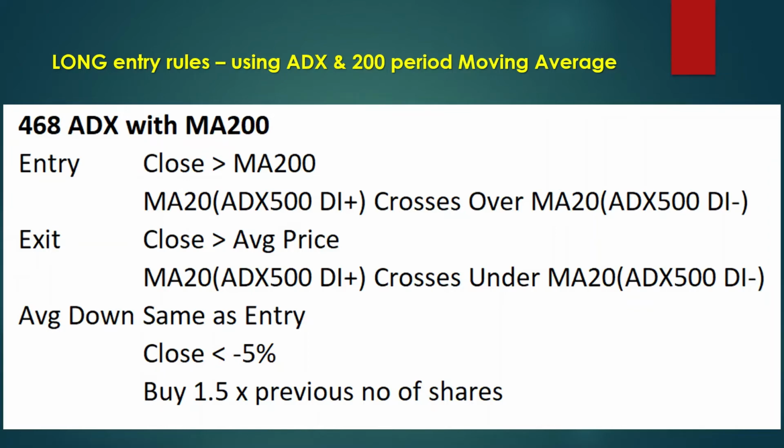The average down approach is the same as the entry, as above, but we've got to wait till it drops by at least 5%. Then we buy 1.5 times the number of previous shares or contracts entered.